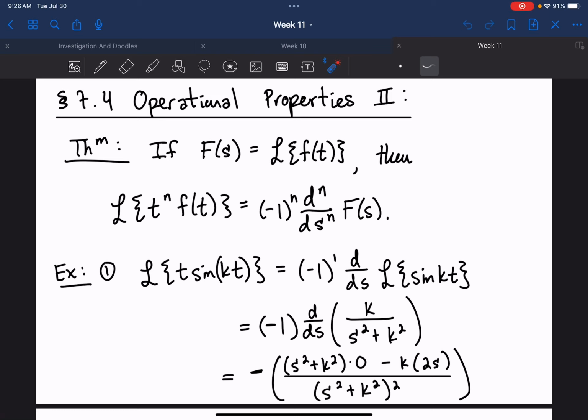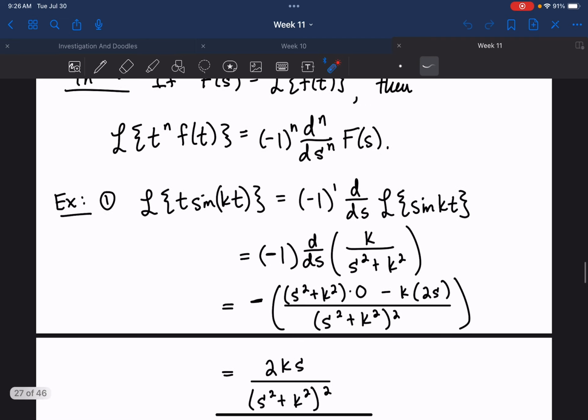If the Laplace transform of f is big F, then if you take the Laplace transform of t to the n times f, what you do is you take the nth derivative of the original Laplace transform. So f transforms into capital F. In order to calculate the Laplace transform of t to the n times f, you just take n derivatives and multiply by plus or minus 1 accordingly, times F of s. All right, so let's look at this in action.